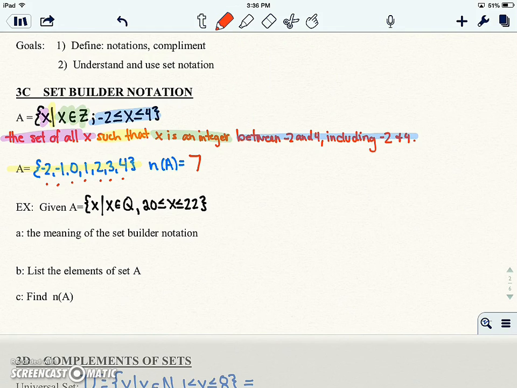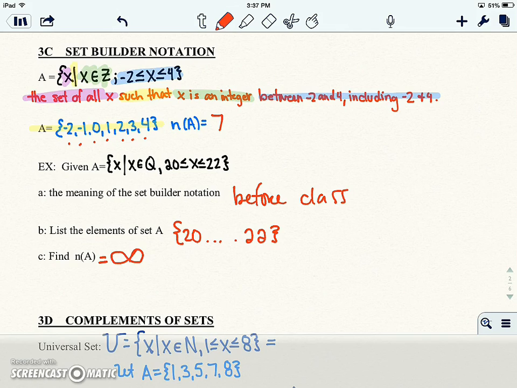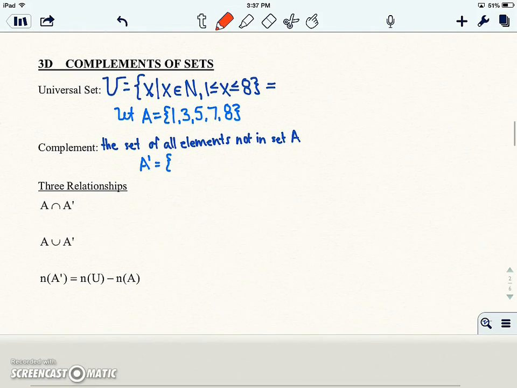Here's another example. Okay, and I'm going to let you write the meaning of that set builder notation. You will do this before class. Okay, and it says list the elements of set A. Well, I can't because A is irrational numbers, so it's going to be all the numbers in between plus all the fractions. So I really can't answer that question. And then find the number in A. Well, Q is rational, so there are an infinite number, and I'll let you look up what rational means if you need to. All right, the next part is D, complements of a set.